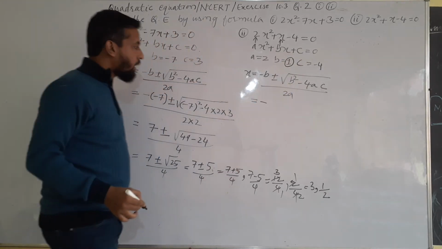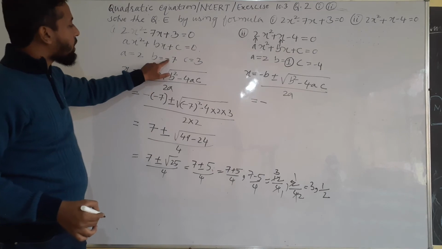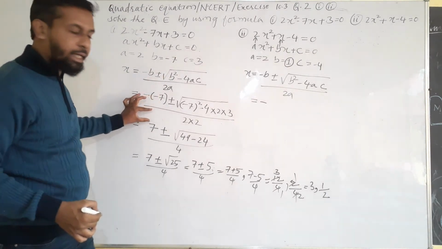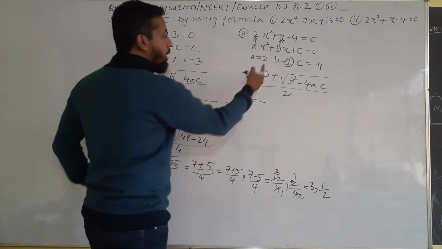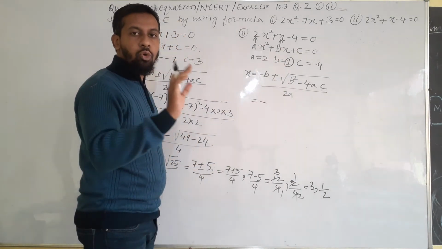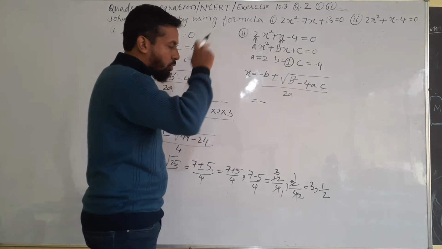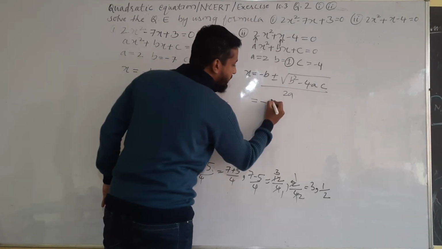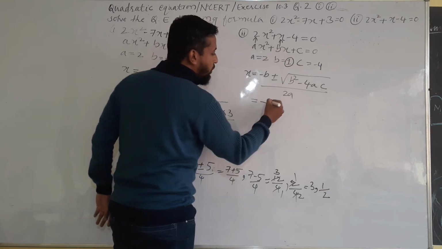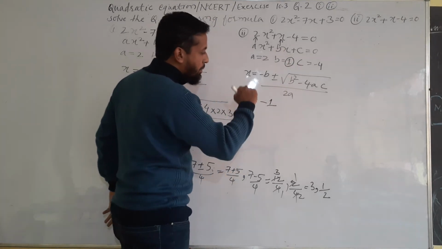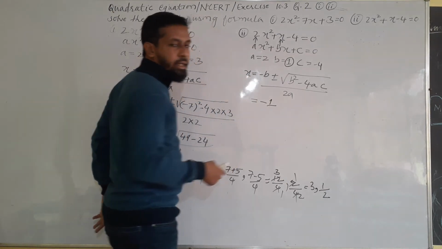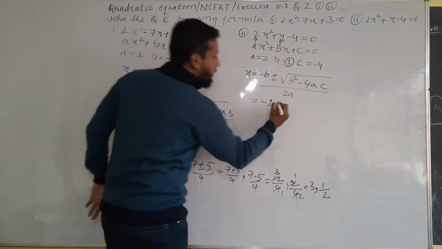Plus 1. In this problem, b was minus 7, so we substituted in the bracket. But here b is plus 1, so no need to substitute, no need to put in the bracket. You can write directly 1, because if you write plus 1 in the bracket, minus into plus is again minus. So we can write it directly, minus 1.